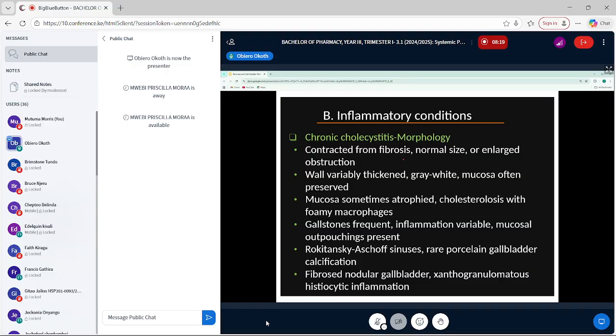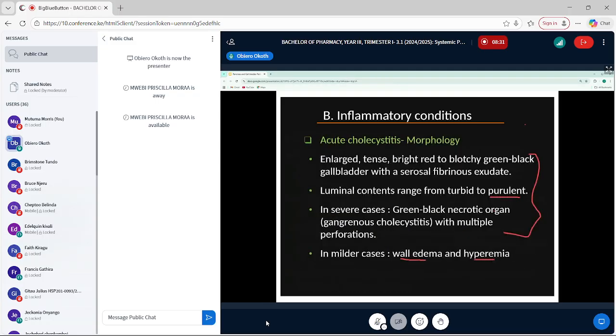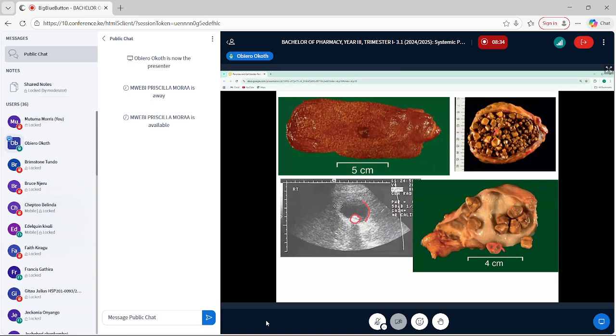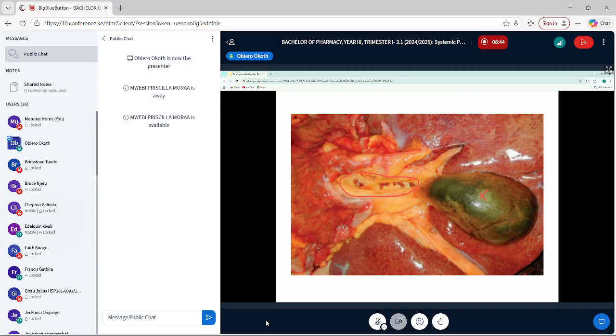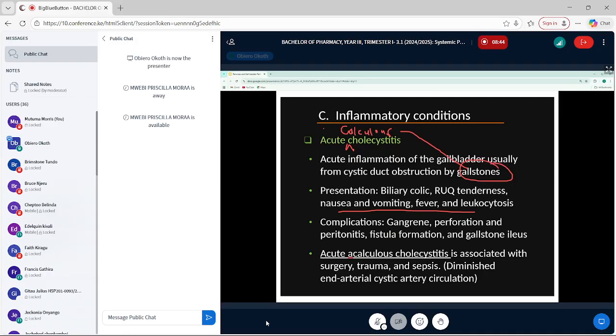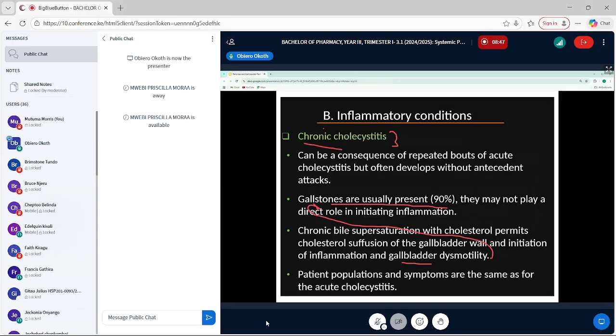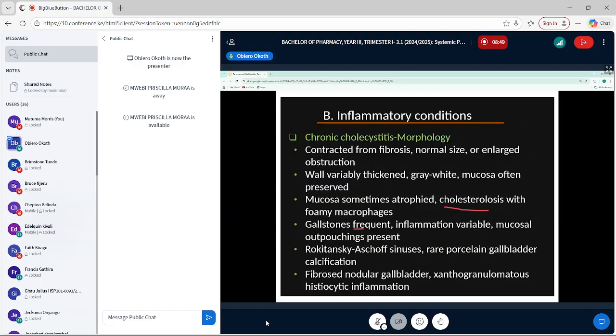The mucosa is all the time preserved; the mucosa tends to be eroded in the acute phase. Mucosa sometimes can be atrophied. You can have cholesterolosis. Cholesterolosis is what we are showing you here. This one here. Cholesterolosis. It's like you have deposition of cholesterol on the wall. And gallstones are normally frequent, so we see gallstones a lot in chronic cholecystitis.